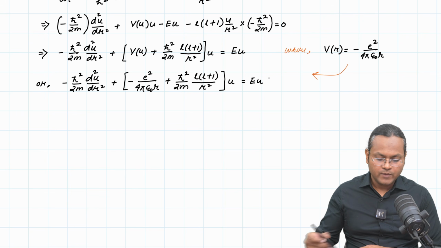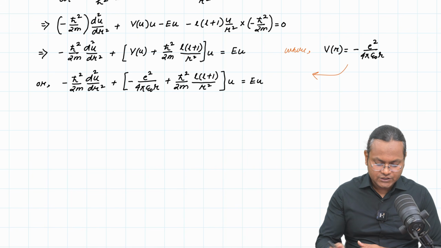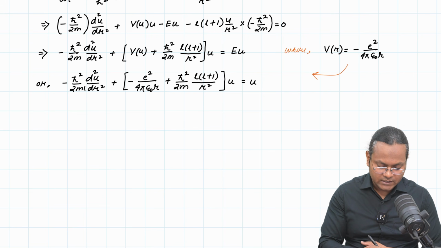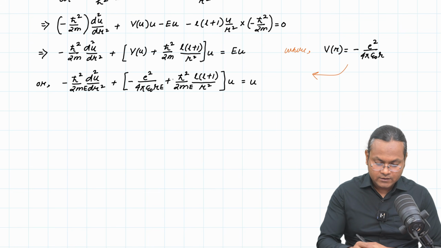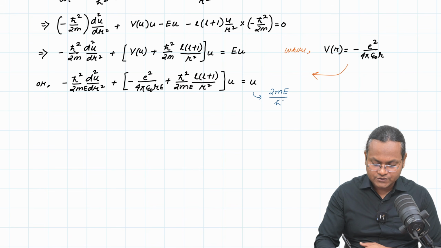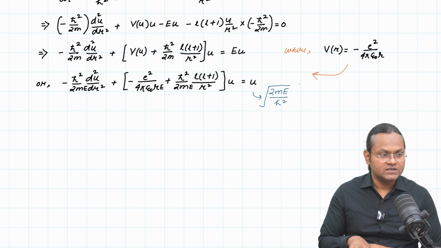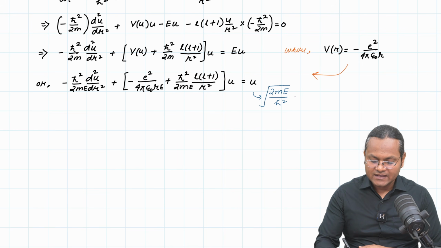To do that, we have to make a few more substitutions. Here, we can see that if I take energy to the left-hand side, so here we have energy here, right? E times u. So if I just take E to the left-hand side here, and here, then I can make another substitution, which is the square root of 2mE upon ħ². What is this? Many of you would be familiar with an expression like this. This is nothing but the wave number, which we can specify as k.